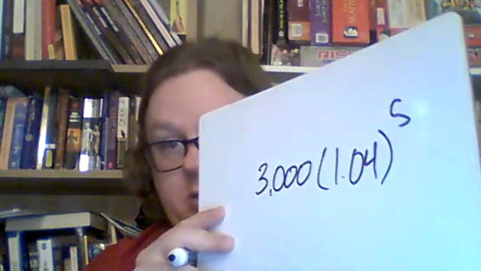Let's see, 1.04 to the fifth. Multiply that by 3,000. $3,649.96. That's good.